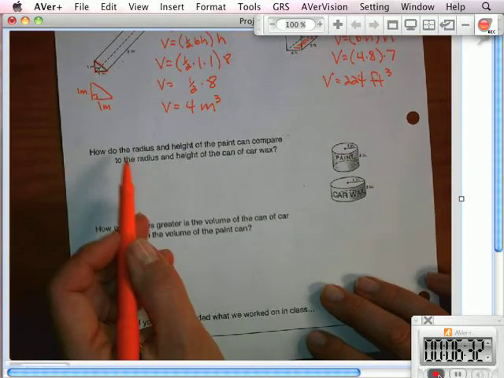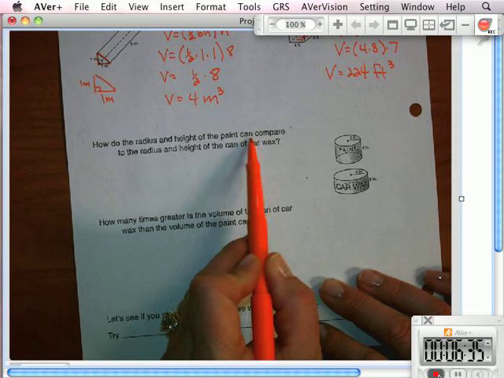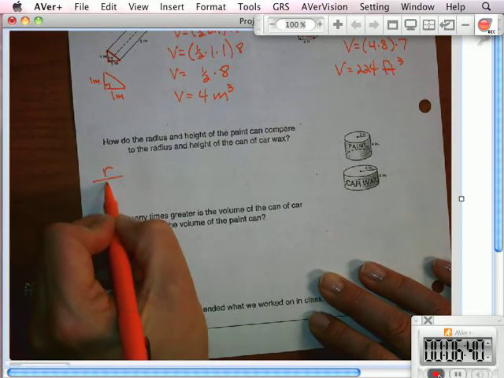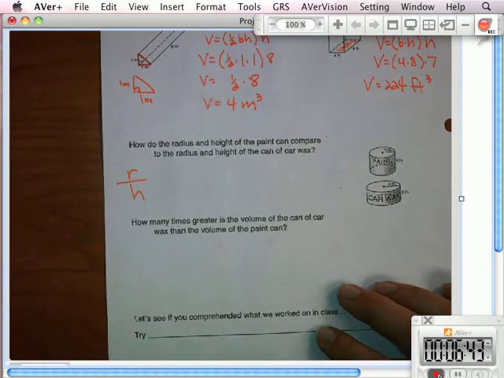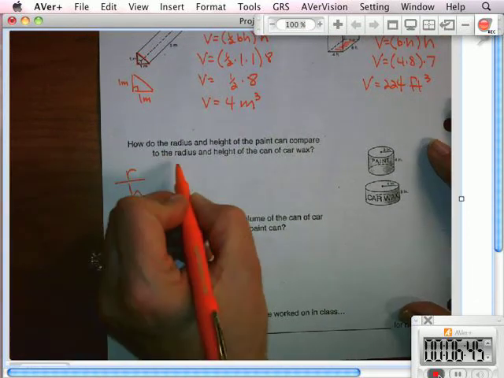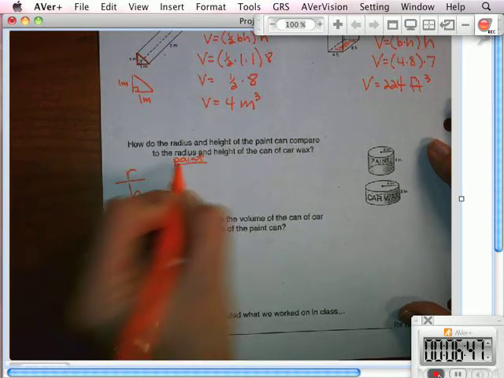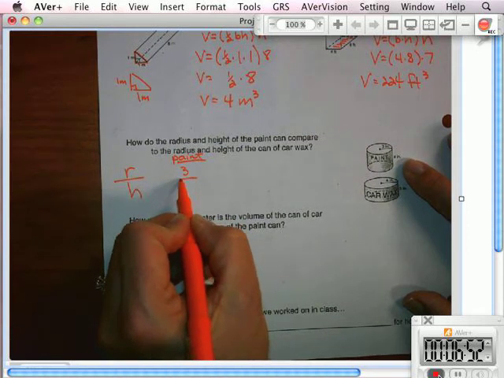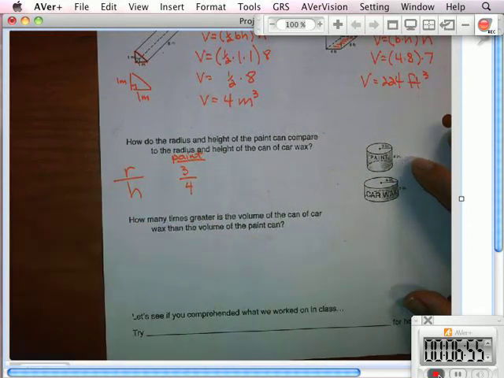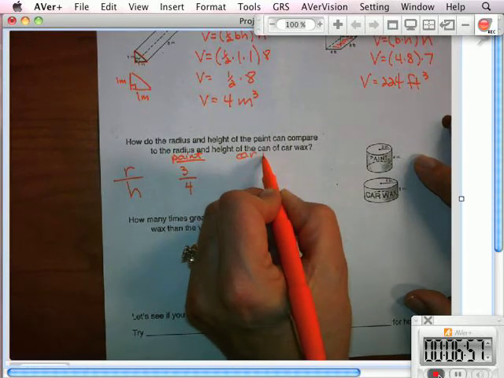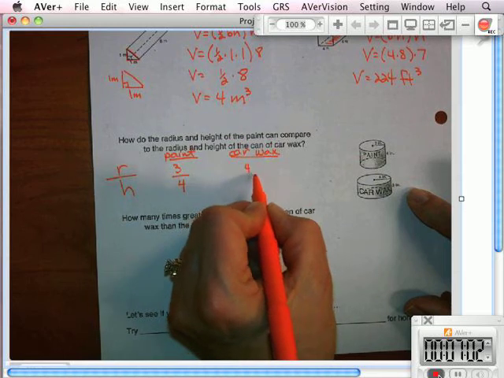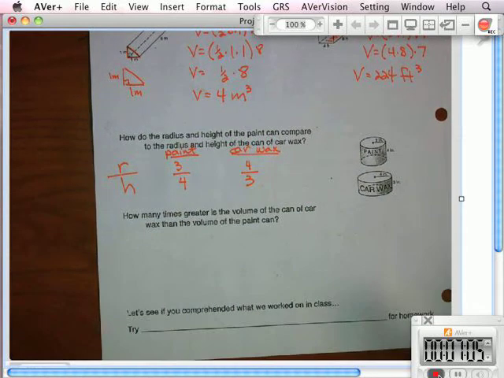This is asking how the radius of the paint can compares to the radius and height of the can of car wax. So they want us to compare radius to height. Make a ratio. So for the paint, what's the radius of the paint can? 3, and the height? 4. How about the radius of the car wax? 4 to 3.